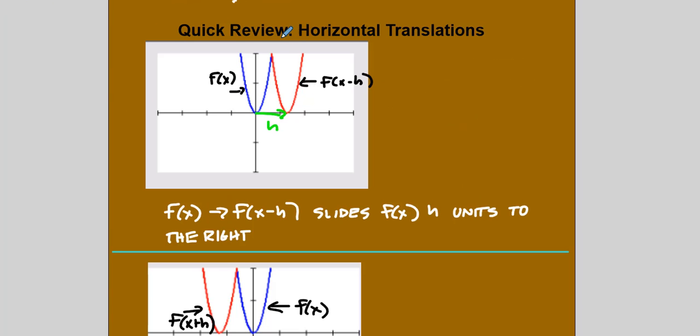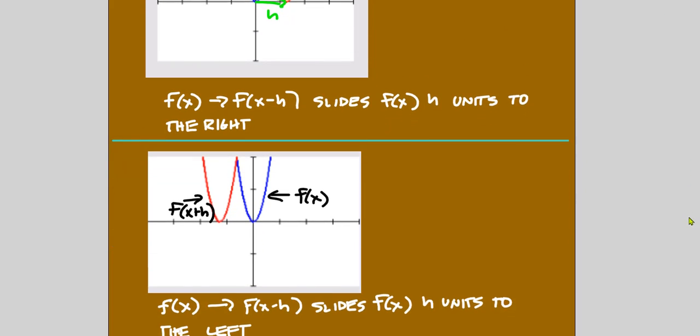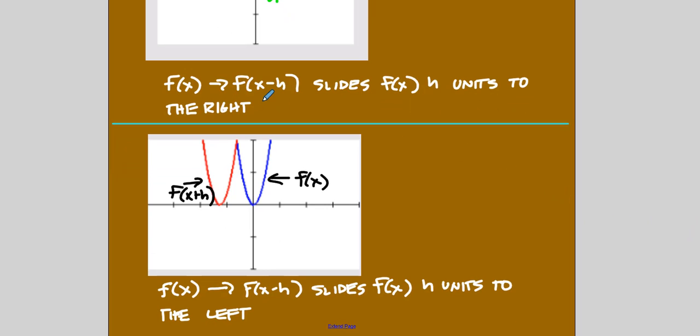Okay, then quick review of horizontal translations. If I have a function f of x and I shift it h units to the right, that's f of x minus h. You might think, well, that should be x plus h. Well, it's not, and I have another video on horizontal translations where I go into detail to show why this is actually a shift to the right. Then f of x plus h is a slide left, or translation slide, same thing.